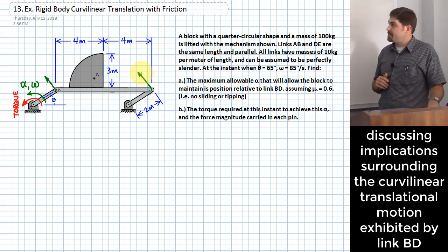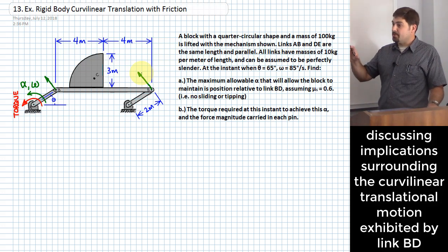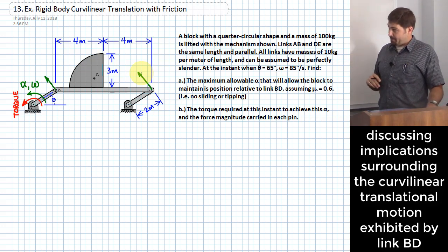What that tells us is that any point on member BD, and because we don't want the block to move relative to BD, any point we pick on the block also has to have the same acceleration vector and velocity vector, regardless of where we look in that whole body. That whole body includes link BD as well as the block that's sitting up there.